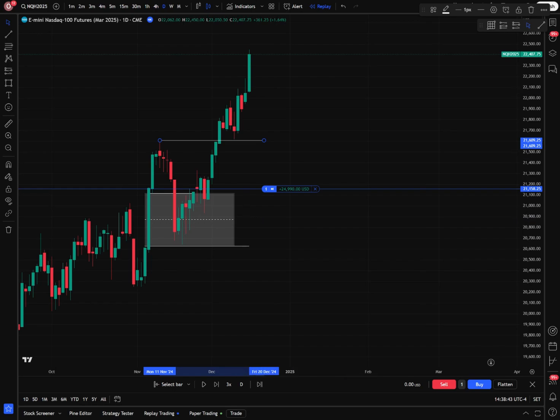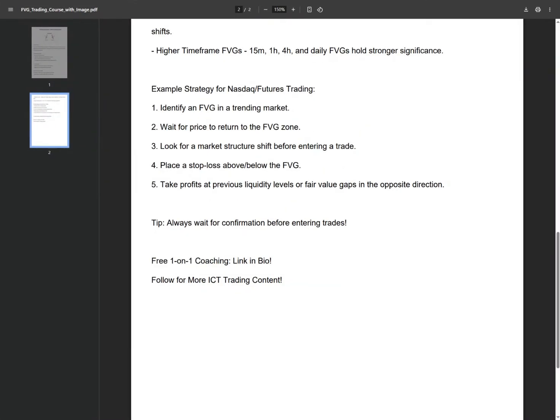So I'm going to return to the PDF. So actually, as I previously showed you guys how to use a fair value gap.